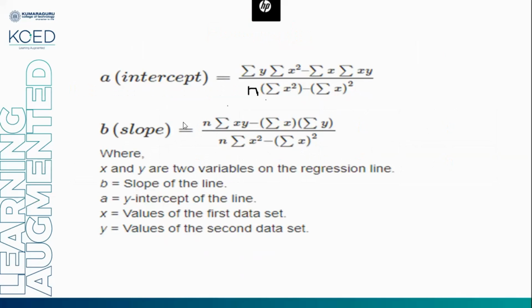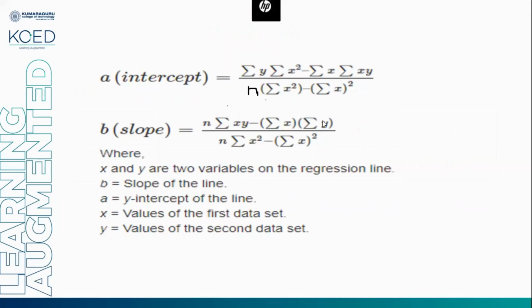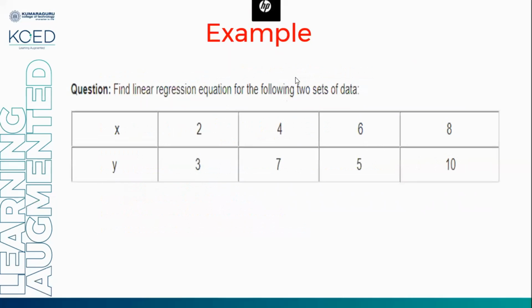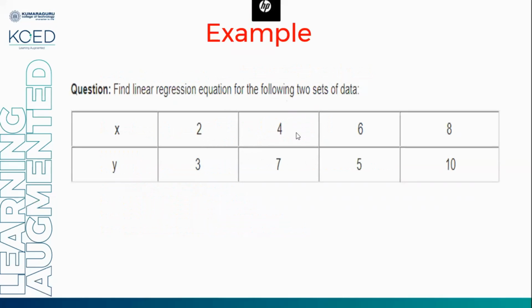So how to calculate the intercept, that means a? Summation of y, that means the addition of all the y values, and summation of x square, we have to calculate the x square for each value and add it. Summation of x square minus summation of x. So what is summation of x? The total value of x, that is 2 plus 4 plus 6 plus 8, and this is 20.